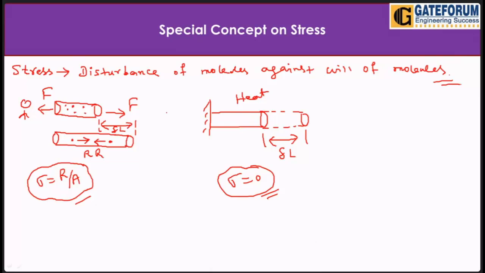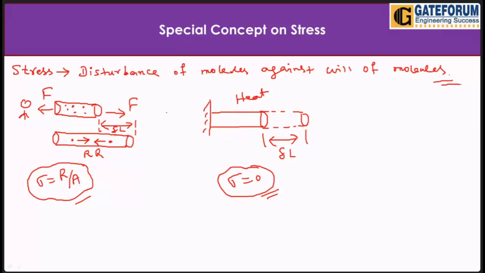Just take an example. Suppose in the summer season, you don't want to sit very close to each other, even though you all are friends. Suppose you're going in a train, you don't want to sit very close to each other on a particular seat, but in winter season you will allow your friends to come and sit. Instead of 3 you can sit 5 also, but in the summer because of heat you will try to go away from each other. So suppose you consider yourself as a molecule, if you're trying to go away from each other by your own will, nobody is disturbing you, nobody is forcing you, then definitely the value of stress will be zero.